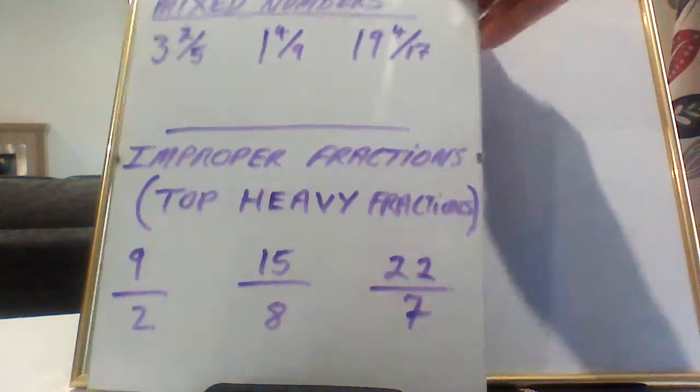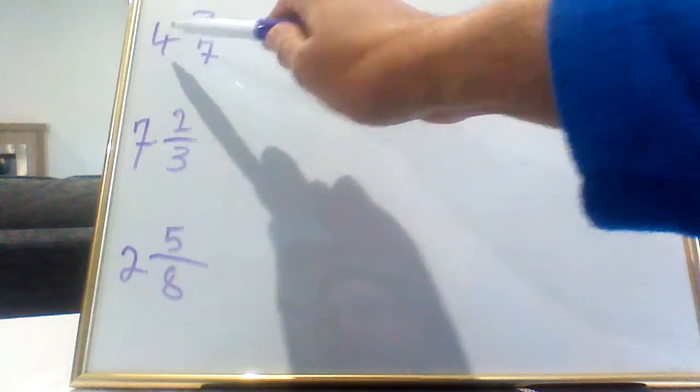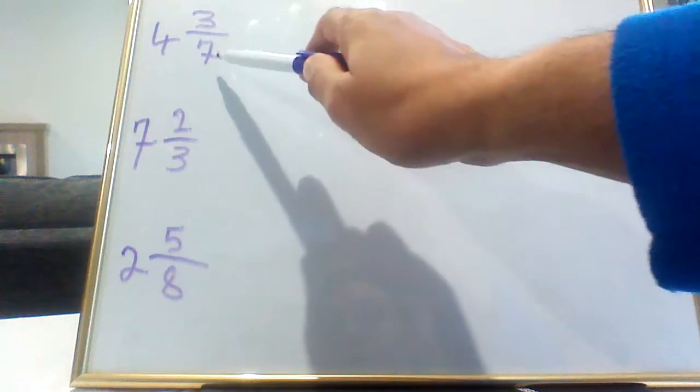So let's get rid of this board here. So let's have a look at the first example. We have a mixed number, 4 and 3/7. Now our objective is to convert that back into a top-heavy fraction. Now this is how you go about it. The first rule of mixed numbers and improper fractions is to always keep the same denominator. So if we look here, remember that's the whole number and that's the fraction. So if that's the fraction, the 7 is the denominator. So we're going to keep that.